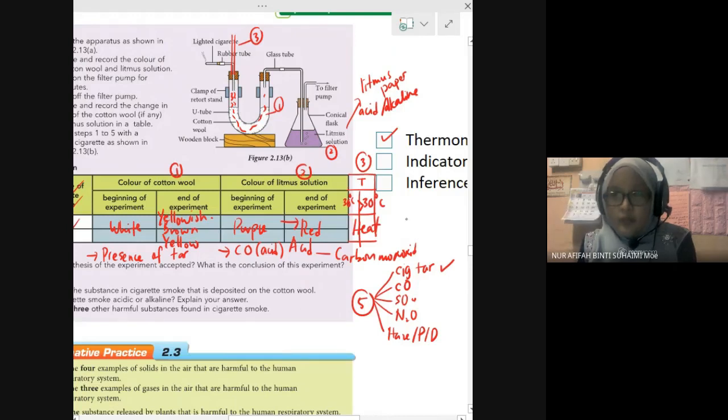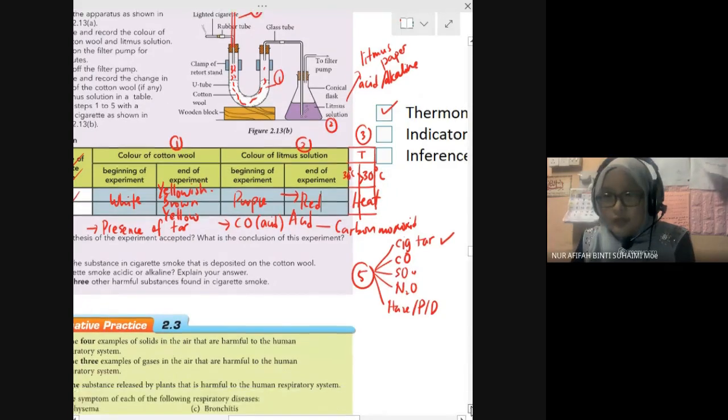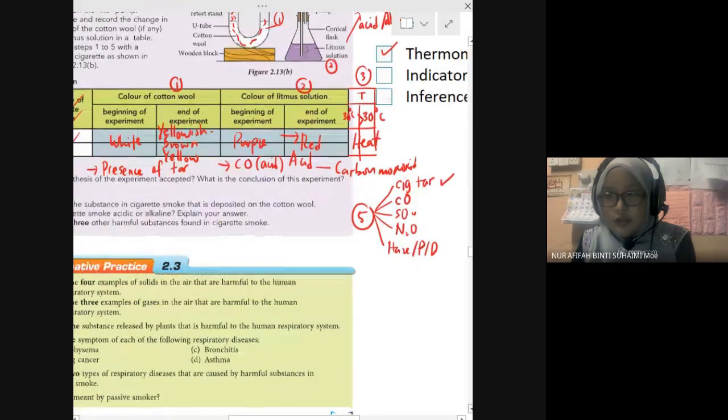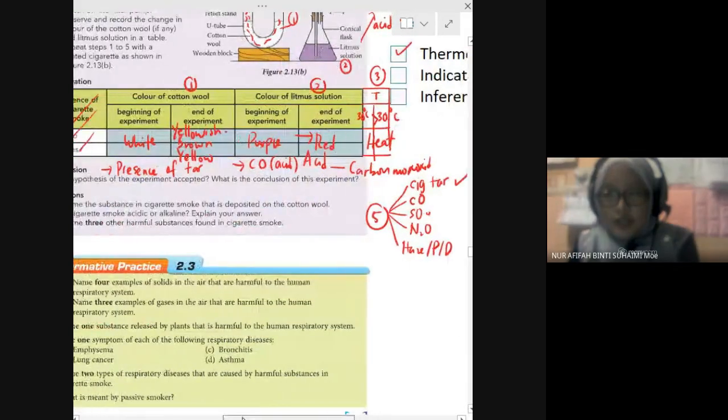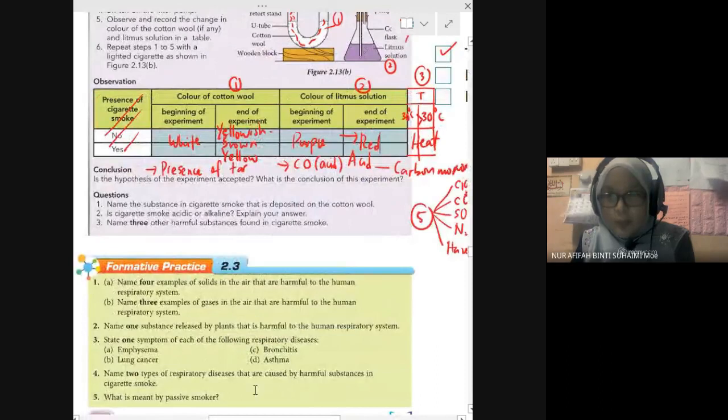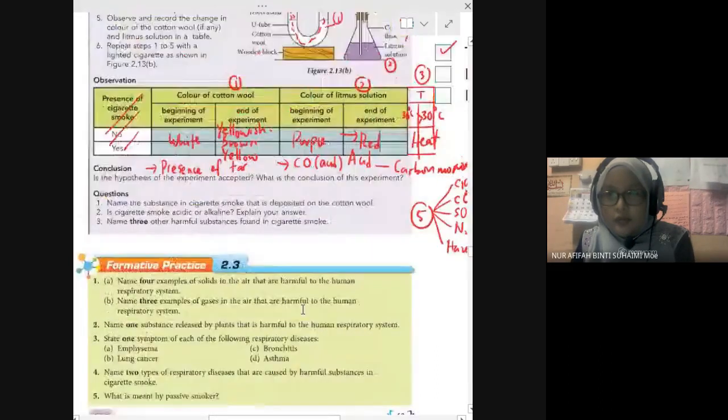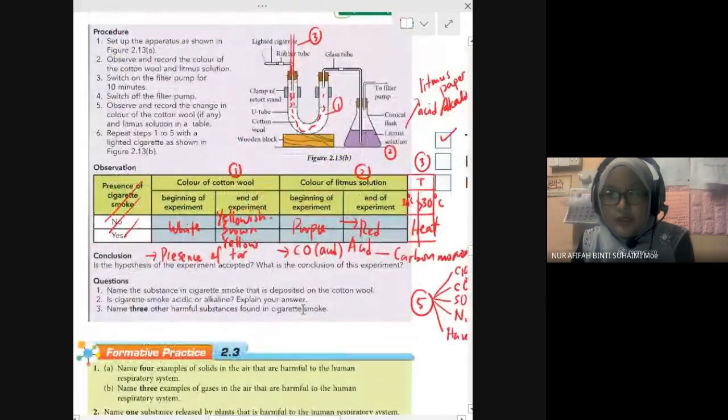Next, temperature. I already told you earlier. It shows that the smoking process produces heat, which irritates your lungs and corrodes them, so your lungs will become thin. Okay, so we have done with the experiment. Conclusion.